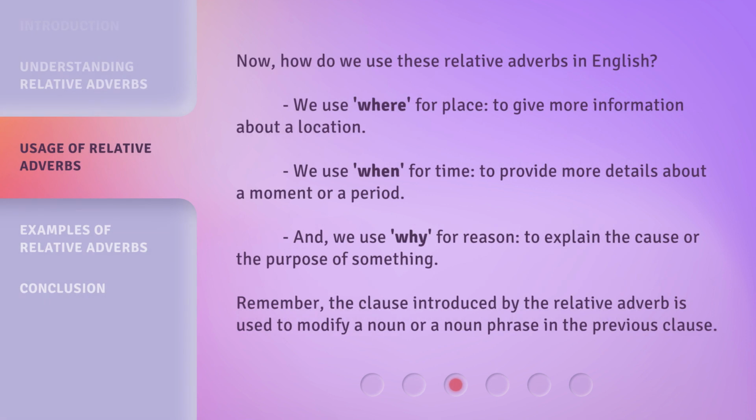Now, how do we use these relative adverbs in English? We use where for place to give more information about a location. We use when for time to provide more details about a moment or a period. And we use why for reason to explain the cause or the purpose of something. Remember, the clause introduced by the relative adverb is used to modify a noun or a noun phrase in the previous clause.